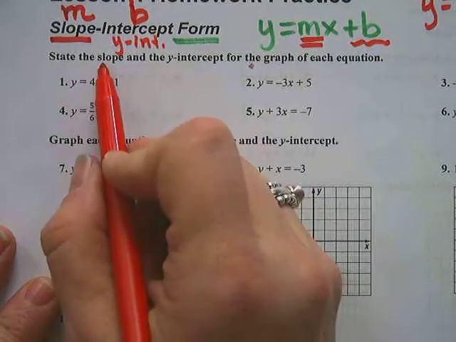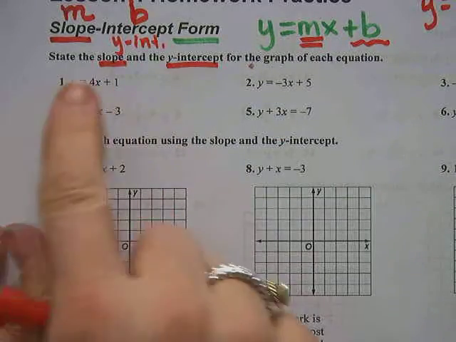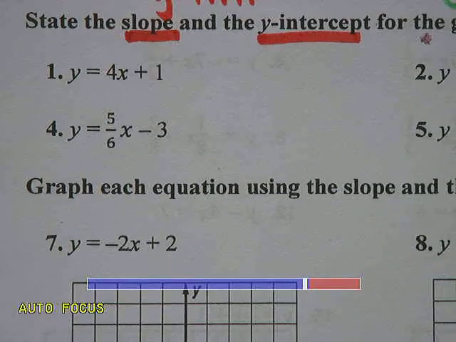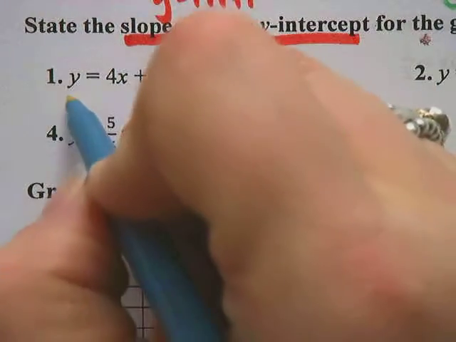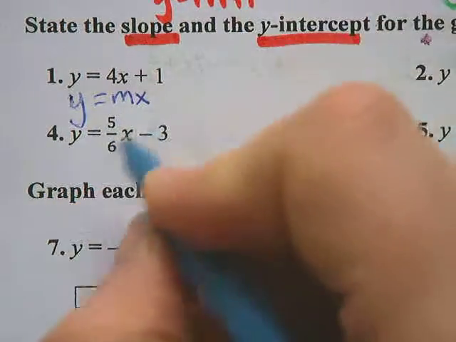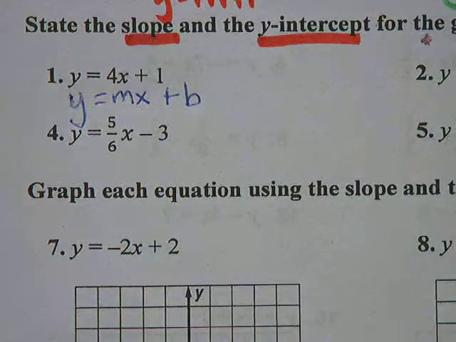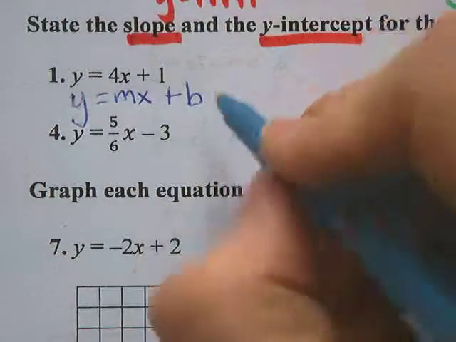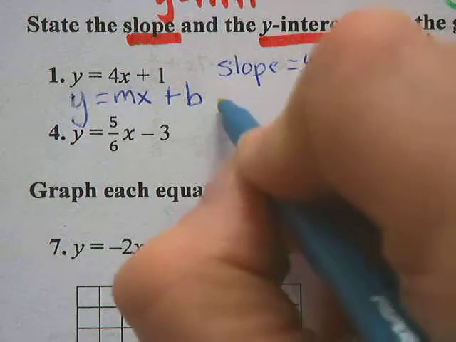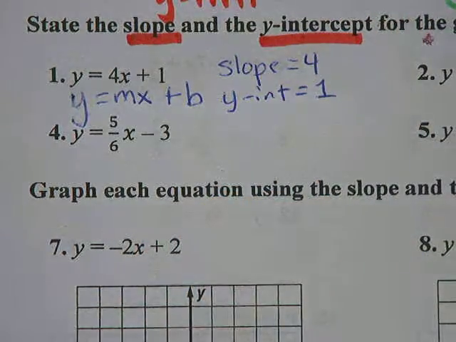So the first thing is you just need to get used to finding what the slope and the y-intercept are in this form. So if you look at number 1, y = 4x + 1, you want to ask yourself, is it in slope-intercept form? Does it look like y equals something times x plus something else? And if it is, we're going to then identify that our slope is 4 and our y-intercept is 1.